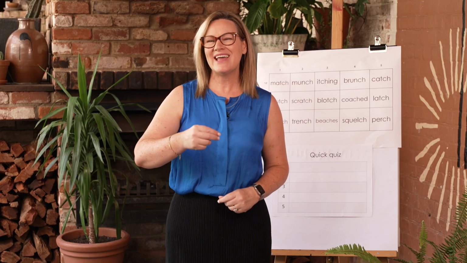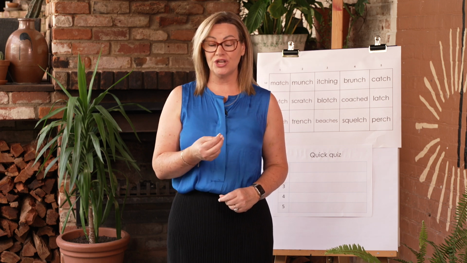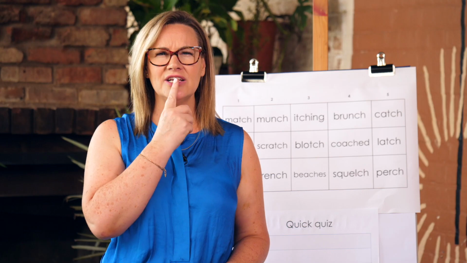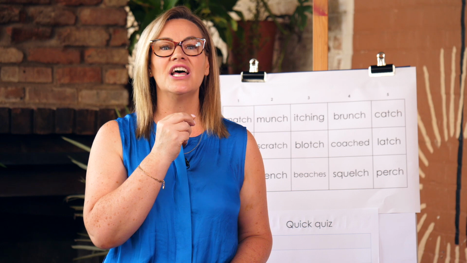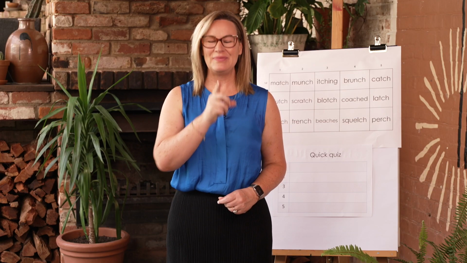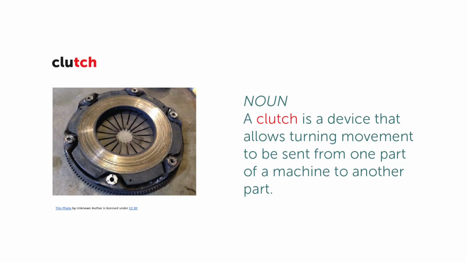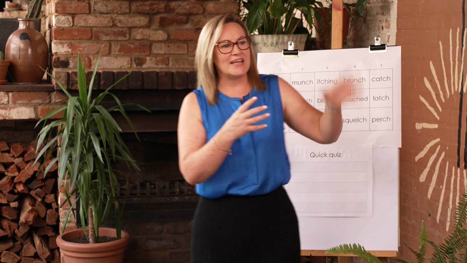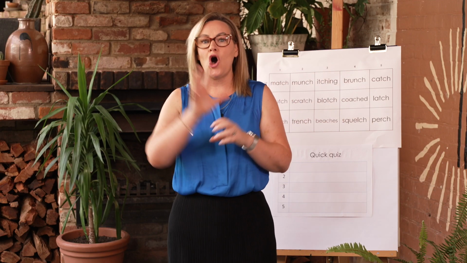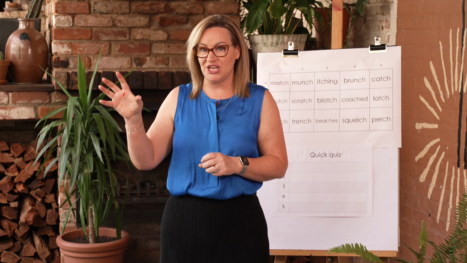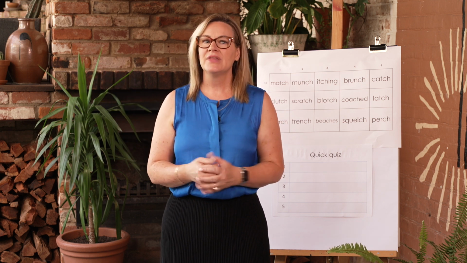Okay, let's go on to another keyword from our ch words. Now, did I say that right? Ch. No, too many sounds. Ch. That's a better phoneme. All right, let's look at the word clutch. Now, on your picture here, you're seeing a clutch, which is a device that allows turning movement to be sent from one part of a machine over to another part of a machine, like a clutch in a car.